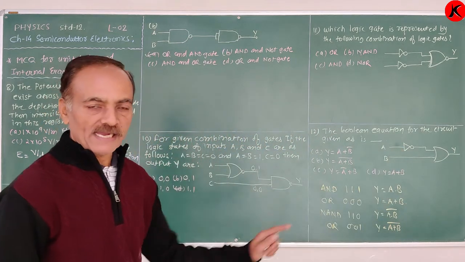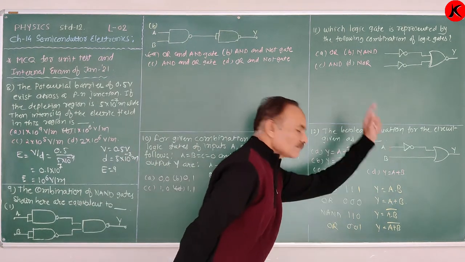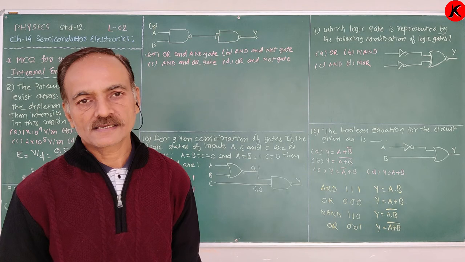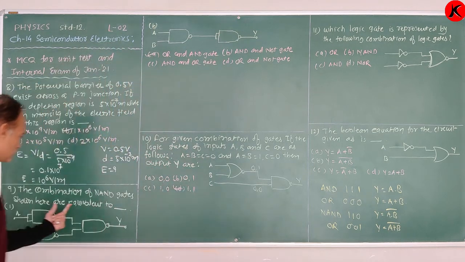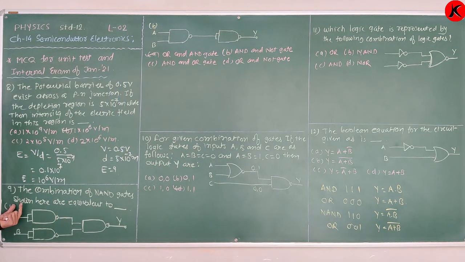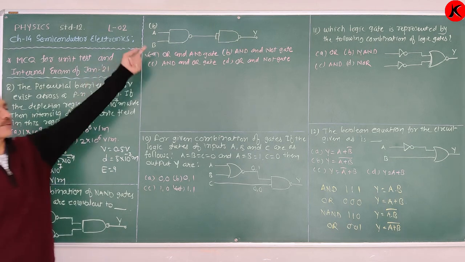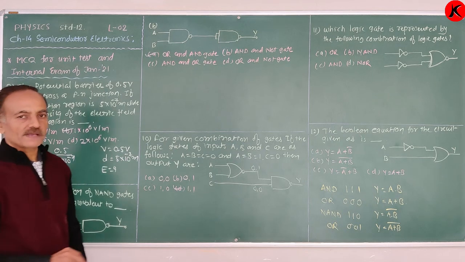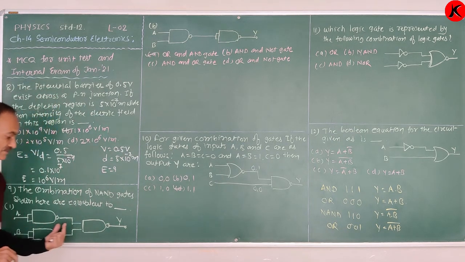If we keep in mind these characteristics and also the Boolean equations, we can solve this objective question. How? The combination of the NAND gates shown here is equivalent to? Here two circuits are given, in part 1 and part 2. Part 1 represents which gate? Here three NAND gates are connected like this. When we discuss the numericals of the exercise, at that time we will discuss the same numerical.